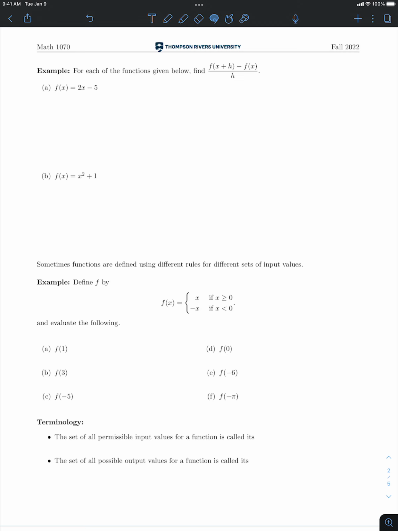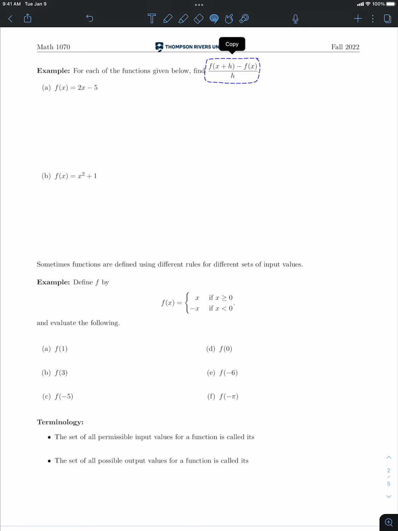All right, so let's look at a couple more examples where we get to practice working with functions. So in this example, what we're asked to do, there's two functions, right? In part A, we have this function. In part B, we have this function, which is the one we just dealt with. But in both cases, we're going to find this is called the difference quotient, by the way.